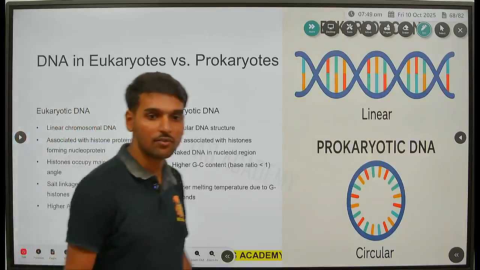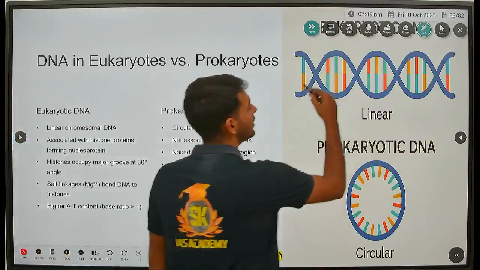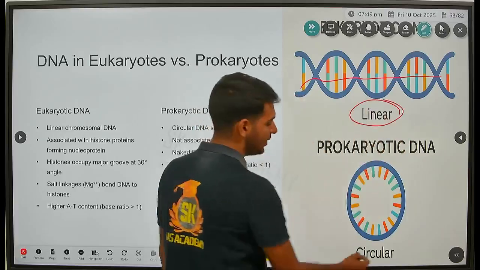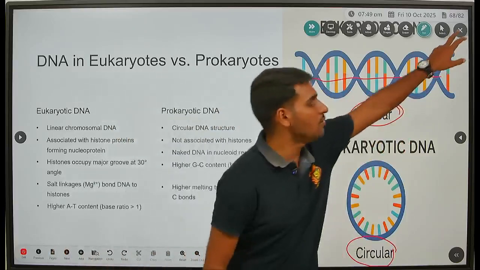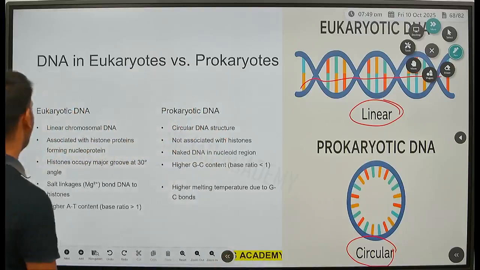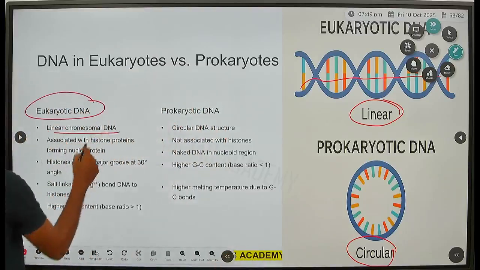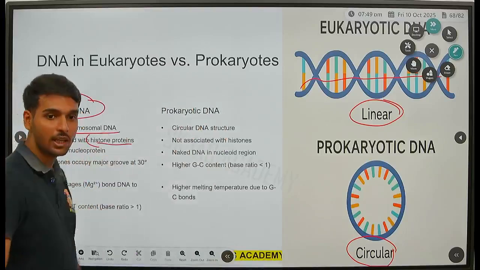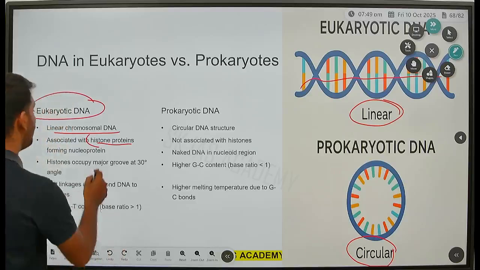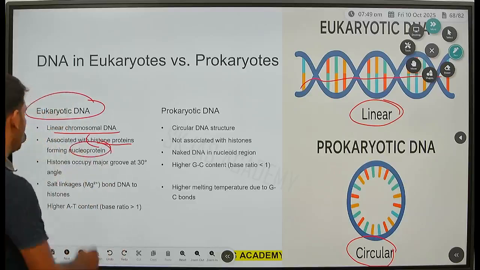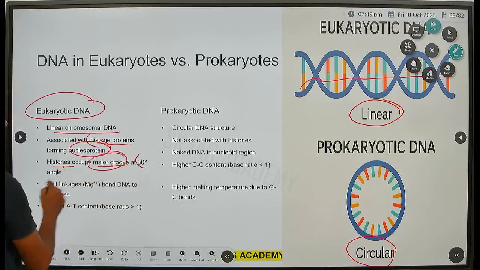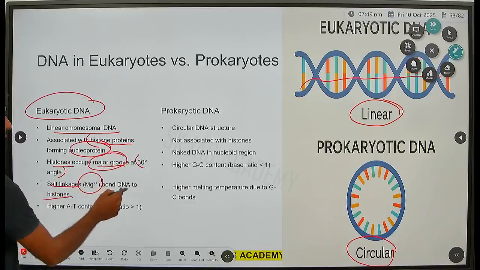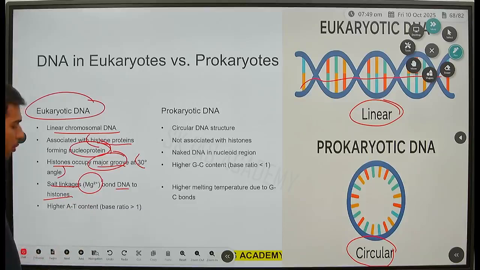Now DNA in eukaryotes versus prokaryotes. Very easy. It is linear, it is circular. Primitive forms have circular DNA. Advanced forms have linear DNA. Okay. So eukaryotic DNA is a linear chromosome associated with histone proteins. We saw, right? Nucleoprotein. Then histones occupy the major groove at a 30 degree angle. Salt linkages are present, with which DNA is bound to histone proteins.